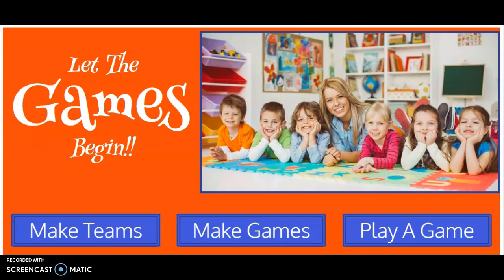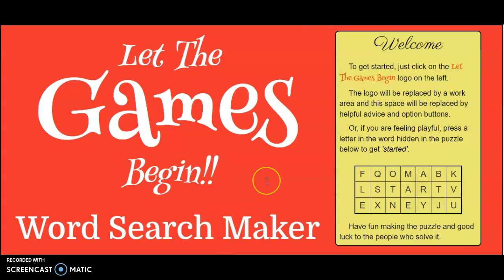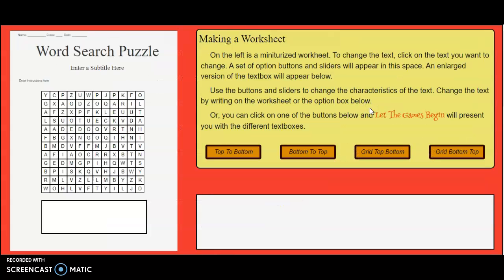When you sit down in front of our product, this is the page that you're going to see. And since we're interested in making a word search puzzle, we're going to go straight to making games and click the first word search option. Now, I like to work on a smaller worksheet page. We try to have people work as if they're at a word processor.